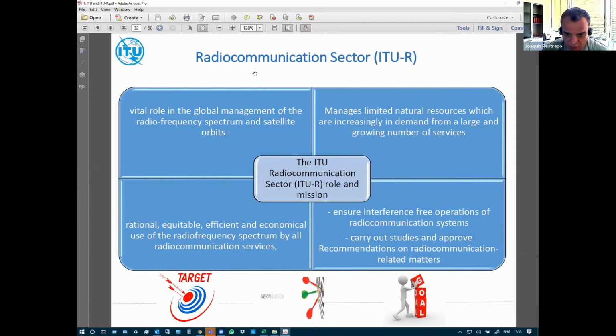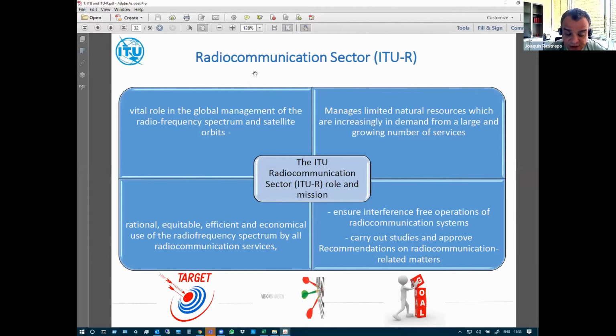So our role and mission: we play a vital role in the global management of the radio frequency spectrum and satellite orbits, by managing the limited natural resources that are in increasing demand from a large and growing number of services. We shall guarantee the rational, equitable, efficient, and economical use of the radio frequency spectrum by our radiocommunication services.